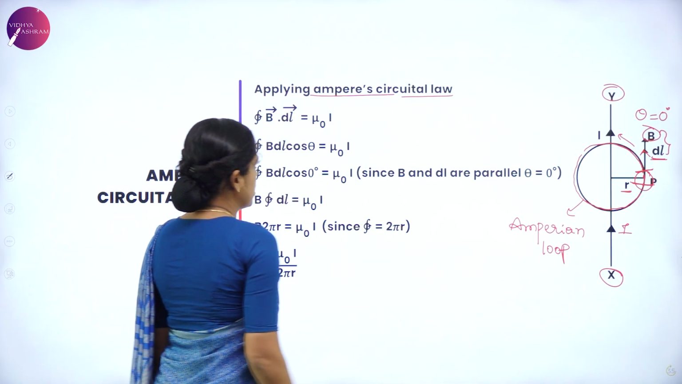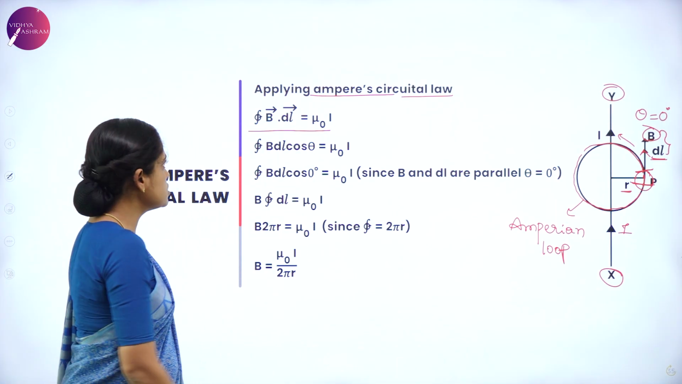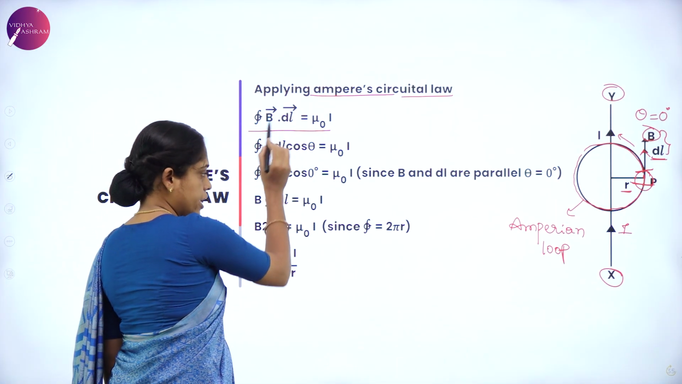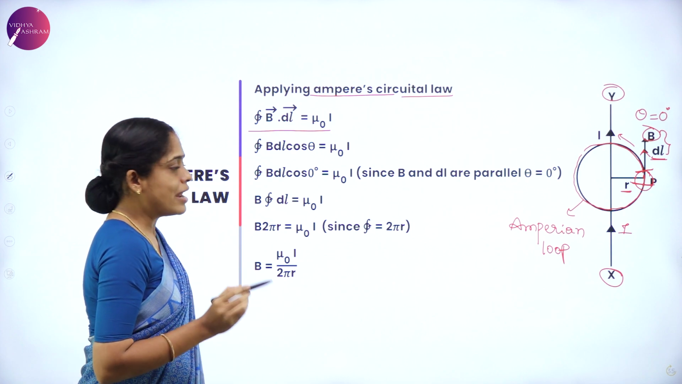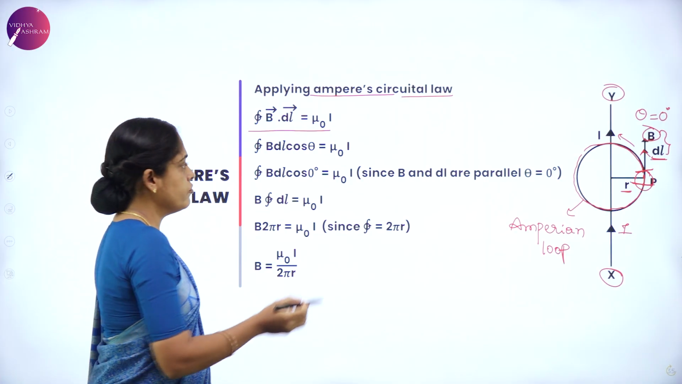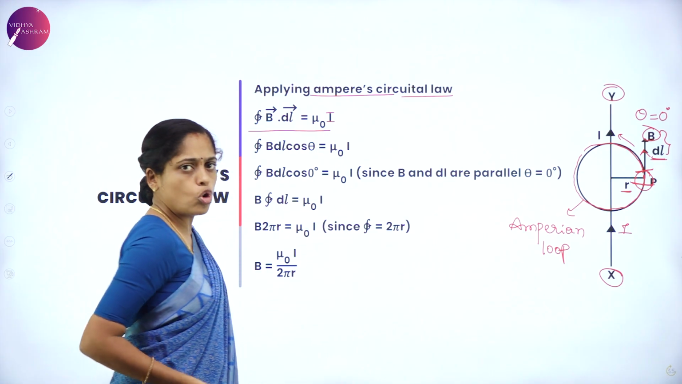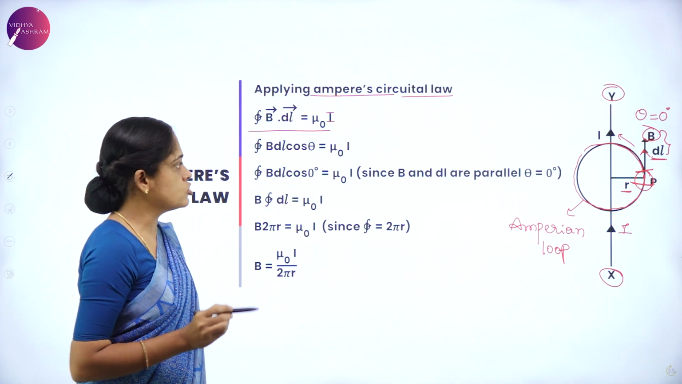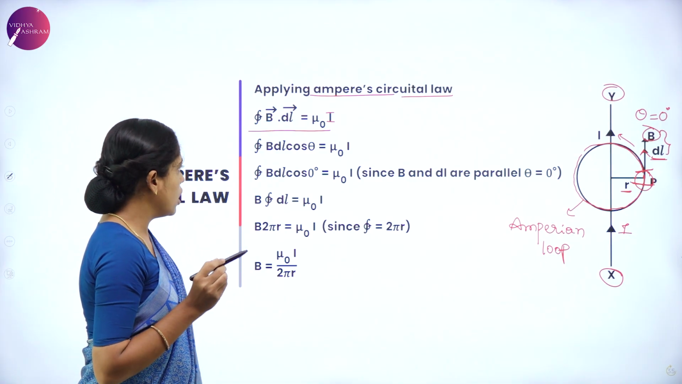According to Ampere's circuital law, the mathematical form of the law is the line integral of B dot dl, where B is the magnetic field and dl is the line element, both vector quantities, which is equal to mu naught times the current enclosed by that closed path. Here that closed path is the Amperian loop.